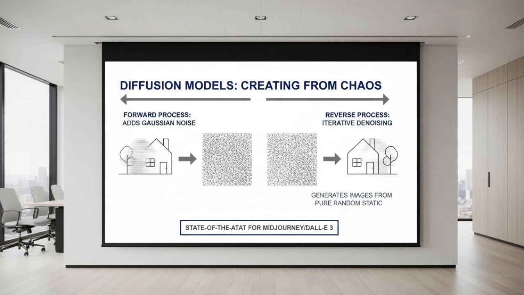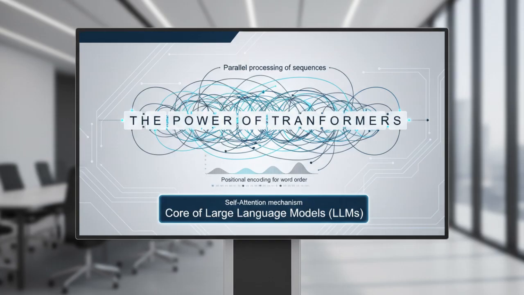In the sentence, "The bank was closed because of the flood," the model knows bank refers to a building, not a river edge, by attending to the word closed. This contextual awareness is what makes large language models like GPT-4 feel so eerily human in their understanding.